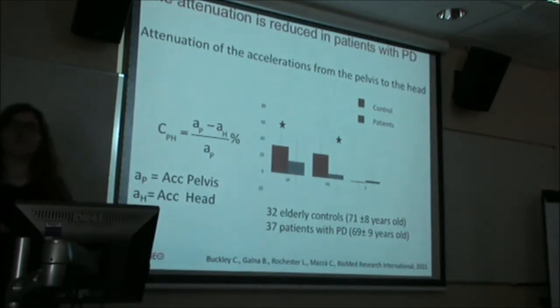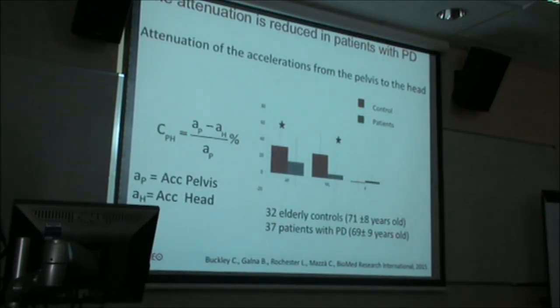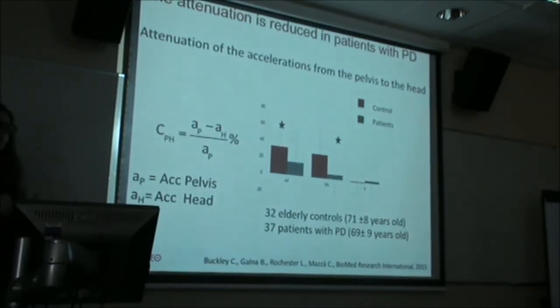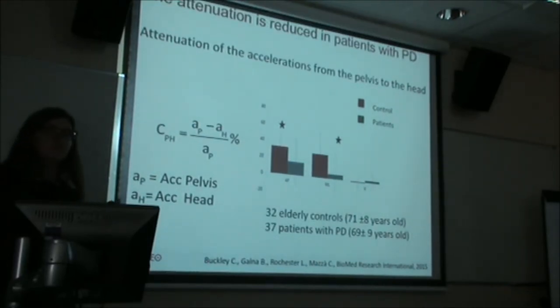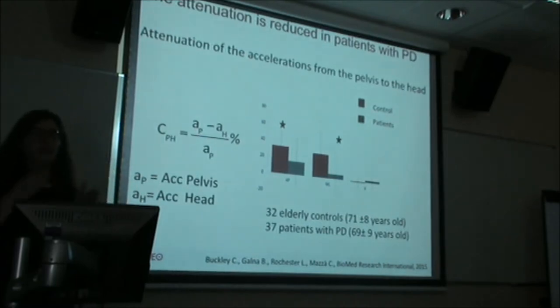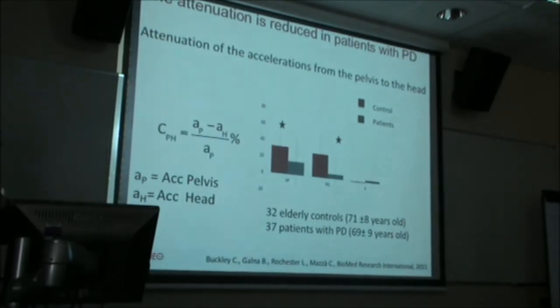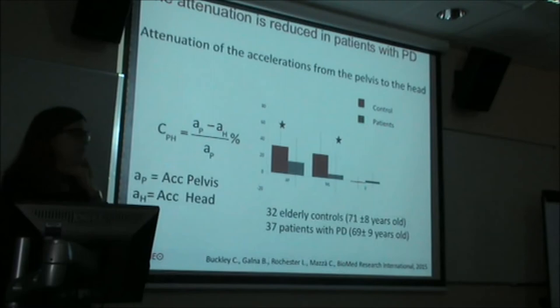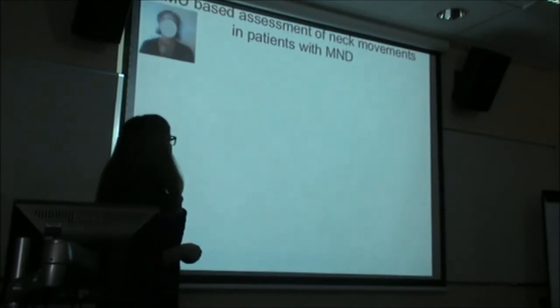In general, this is an example of what we have been doing together. It's by looking at the accelerations of the upper bodies and trying to use this information in order to discriminate and classify between different patient populations. I won't go into the details of this, but it's just to give you an idea.